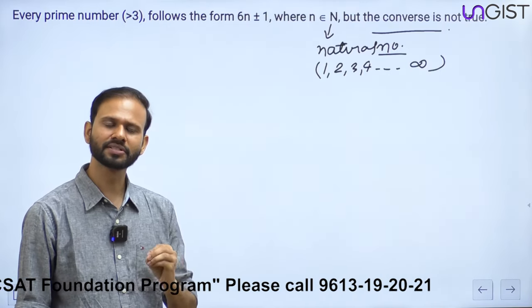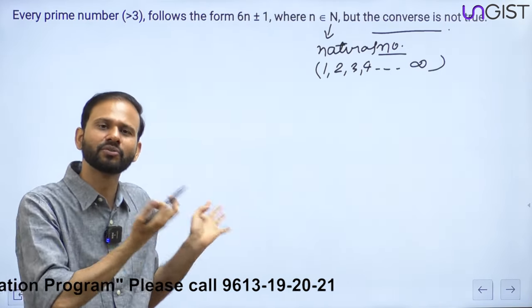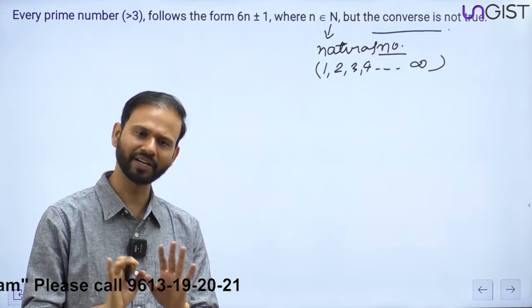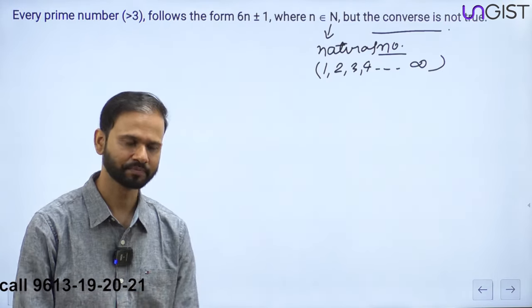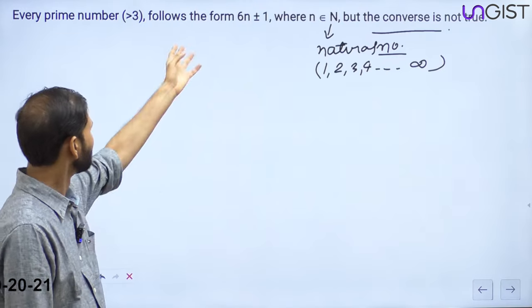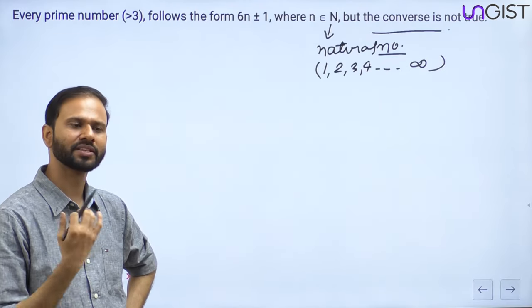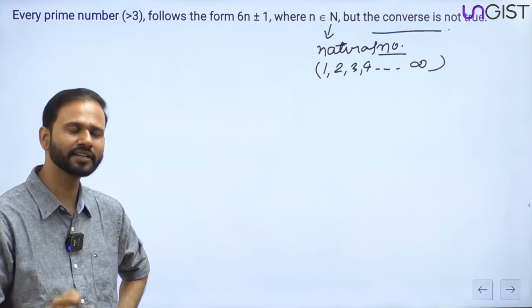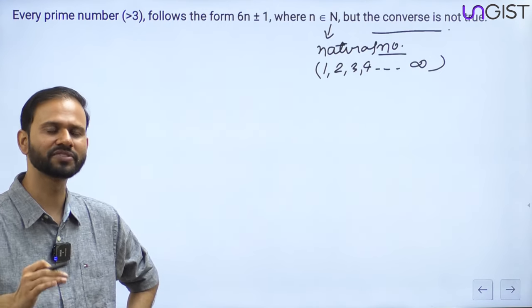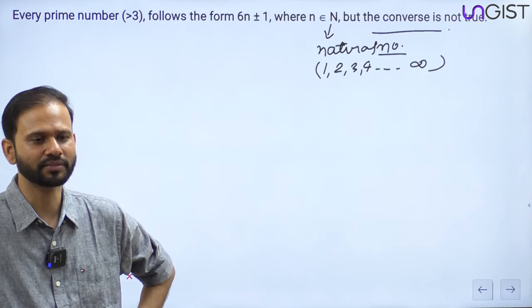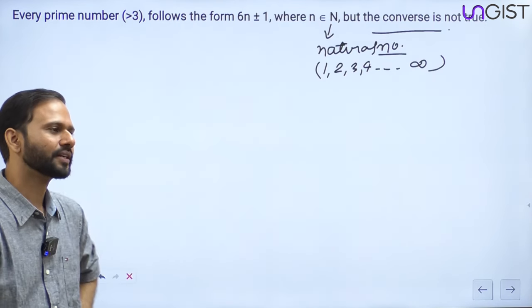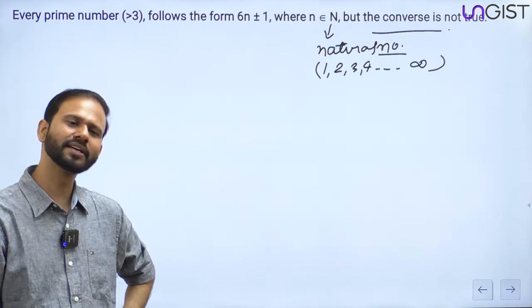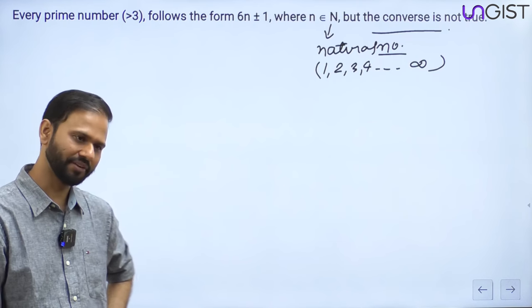Now, just talk about the property. What is written over here, right? Hope you might have noted down. Fine, everyone. Okay. Now, please just think about the property. The property says any prime number which is greater than 3 can be expressed in the form of 6n plus minus 1. Right? Can you tell me any prime number which is greater than 3?